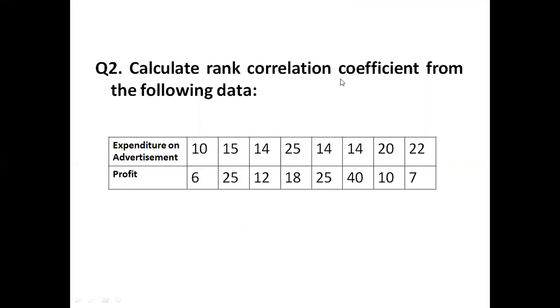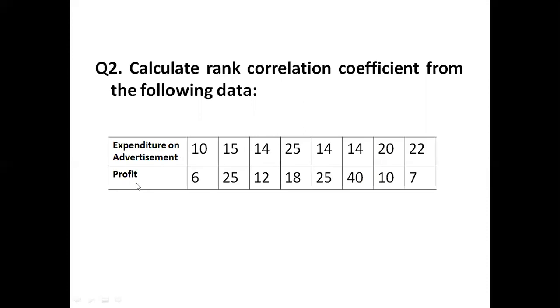Calculate the rank correlation coefficient from the following data. So the data set is given. Let's see what is there. In X, the first column is expenditure on advertisement, the second is profit. So expenditure is 10, 15, 14, 25, 14. As you can see, again 14 is given, 3 times 14 is highlighted in the expenditure on advertisement column. So here these are the similar numbers.